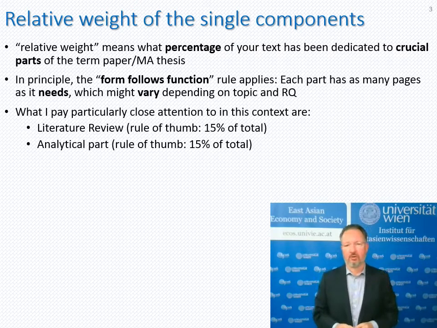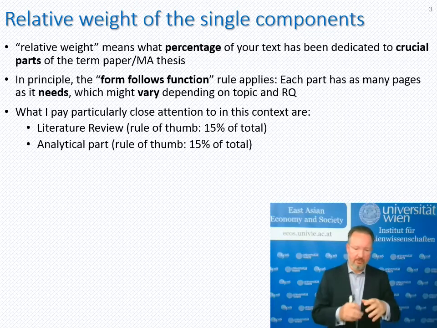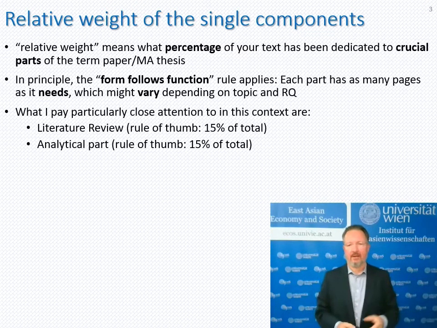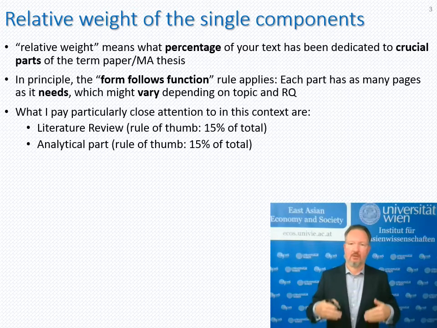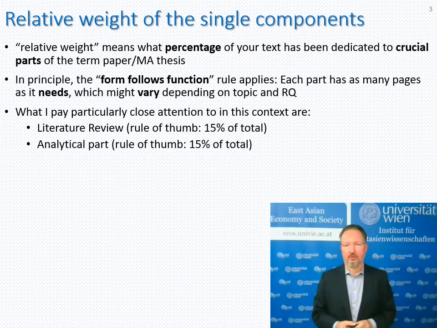15% of total for those two components that I consider to be particularly crucial in terms of what their share is of the overall number of pages you've written, and that is the literature review and the analytical part. You remember when we talked about the analytical part, I said that students sometimes keep the harvest section, so to say, too short, and you really shouldn't do that. And in order to just repeat my point that this is important and that you should invest more time into this, 15% of total as, again, a rule of thumb.